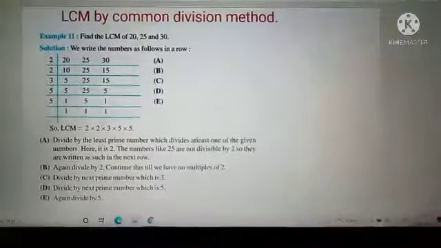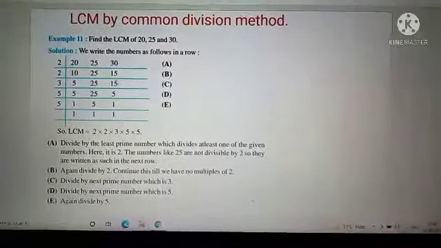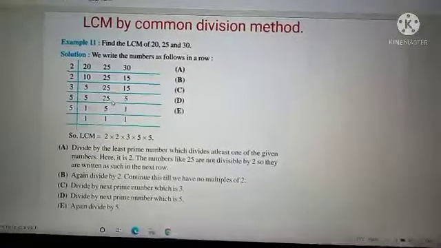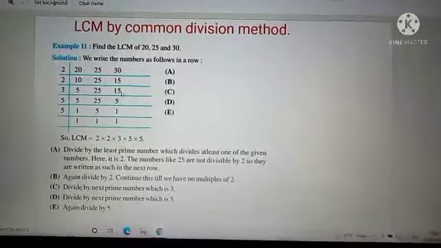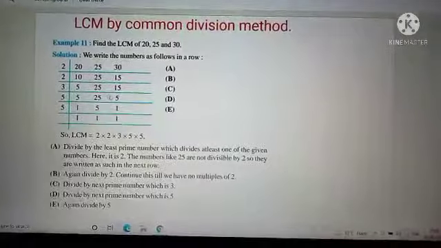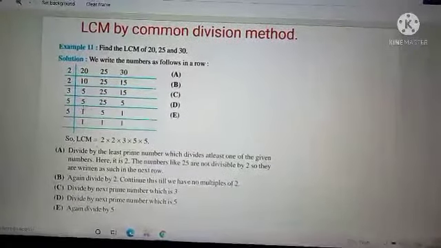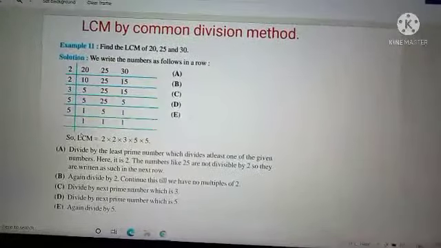So 5 we can't divide by 3. 5, let it be like that. 25 also we will write down like that. 15 divided by 3 is 5. Now here look, 5, 25 and 5.